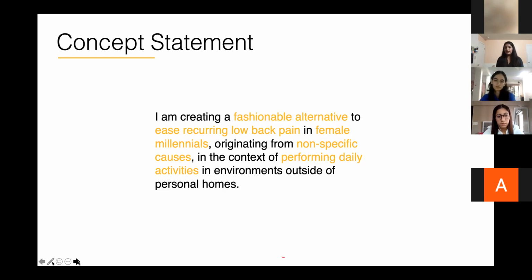So the fact that I was creating a fashionable alternative is the what. Easing the lower back pain is why. Female millennials is who. Non-specific causes is where, what, and performing daily activities is where. If you can answer these 5 questions in a single sentence, your idea is something that's worth solving or going ahead with. What it helps you do is narrow the focus or the scope such that you can think logically.